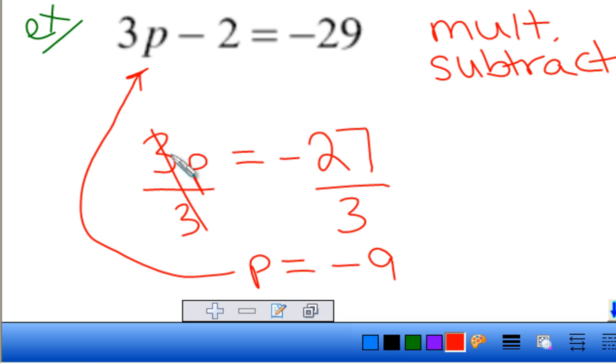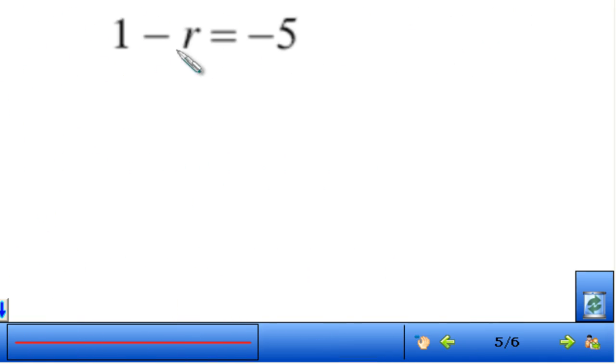Let's do one more together, and then I have 4 you guys can work on your own. So if I have 1 minus r equals a negative 5. Okay? And now this one, since you guys know how to deal with negative numbers, this looks like a one-step equation, but it's actually not.